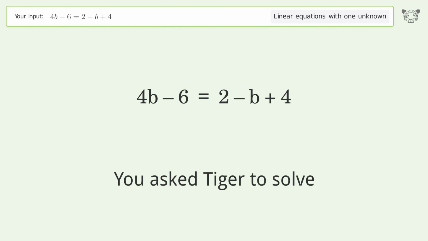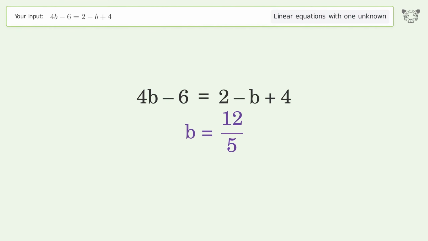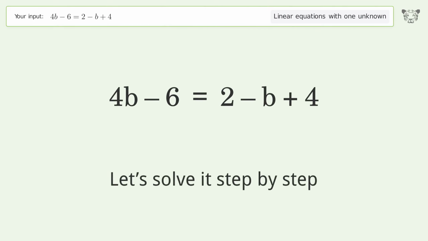You ask Tiger to solve this. This deals with linear equations with one unknown. The final result is b equals 12 over 5. Let's solve it step by step.